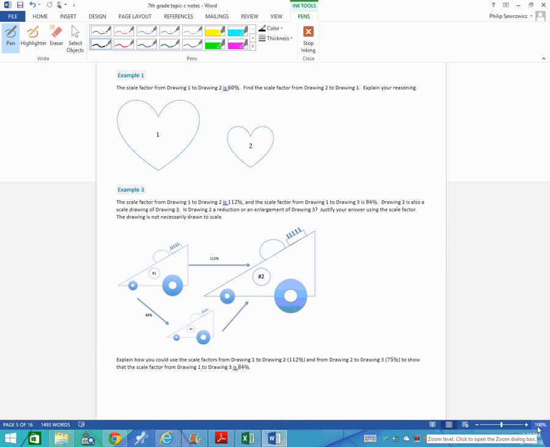Now, okay, so these problems are interesting because at first you read through and you're like, there's not enough information. So go ahead, read through it there. All right. Scale drawing from drawing 1 to drawing 2 is 60%. So from here to here, it is 60%. Find the scale factor from drawing 2 to drawing 1.